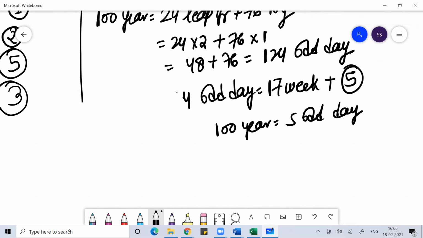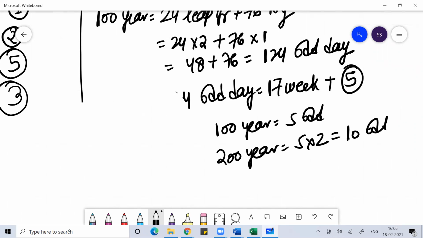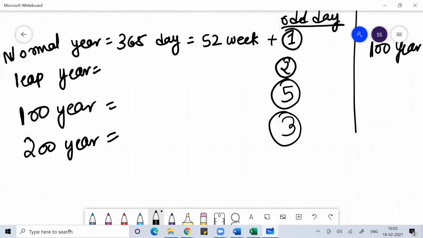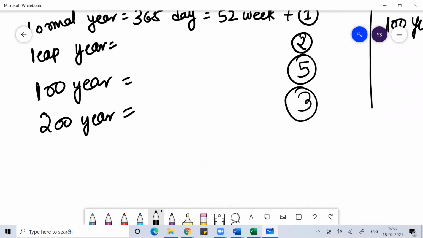If I ask you how many odd days in 200 years, that should be 5 into 2, which is 10 odd days. 10 odd days means 1 week plus 3 days extra. So 200 years means 3 extra days. After 200 years, today will be Sunday. So if you check 18th February 2221, the answer will be Sunday.